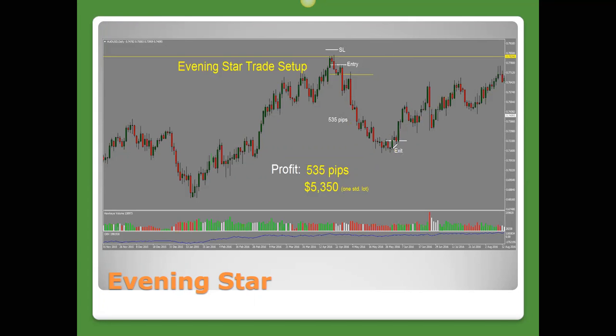So here, this is our morning star pattern, and this is our evening star pattern. In the evening star pattern, we sell. In the morning star pattern, we buy. And as you can see, it goes up. This one, we go down. And when you're trading higher time frames, our stop loss will be further away, but then our target will be further away as well. So in this case, it was a nice 535 pip move.